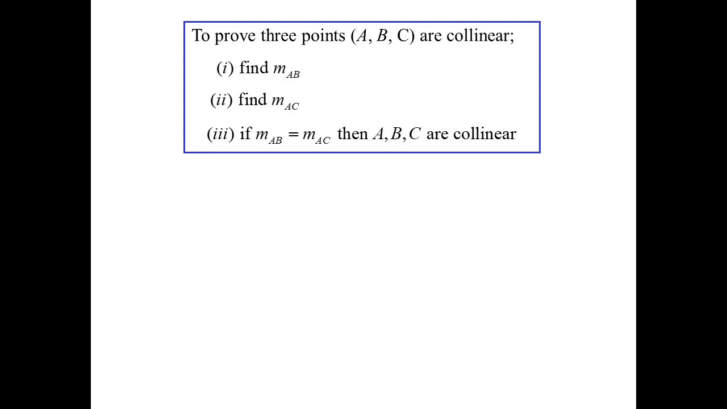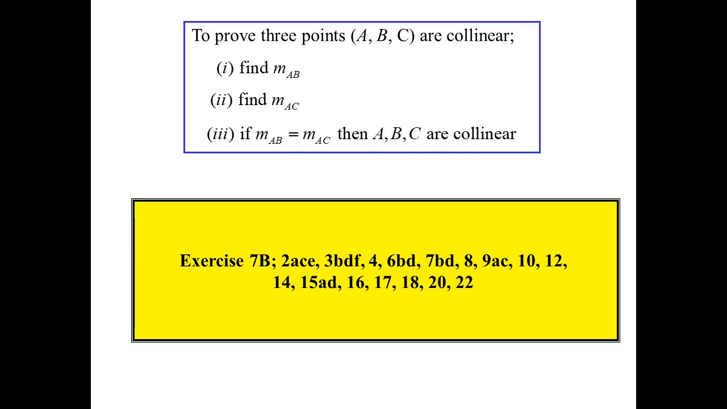Why? Well, slopes are equal, so they're parallel. But AB parallel to AC, there's only one way that can happen, and they both have the point A. That's if in fact we're talking about the same line. So hence they're collinear. 7B.